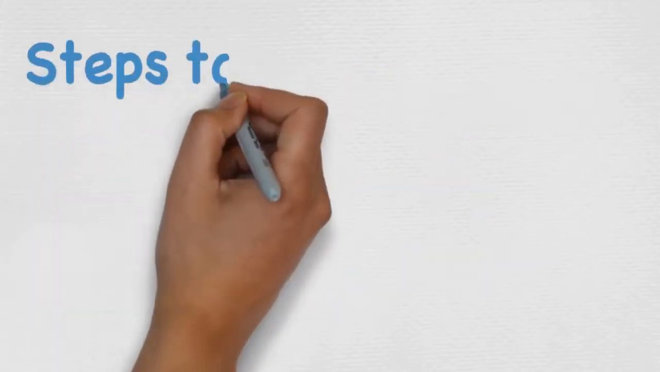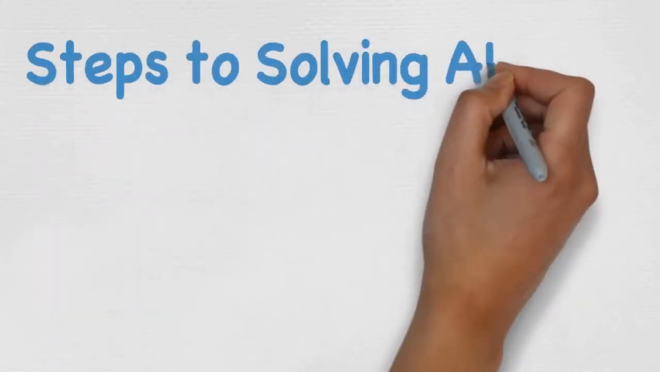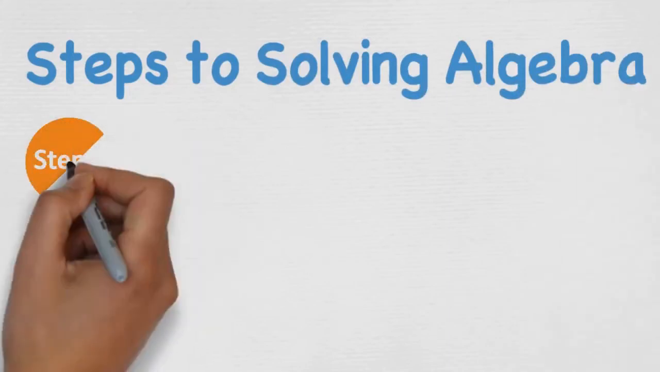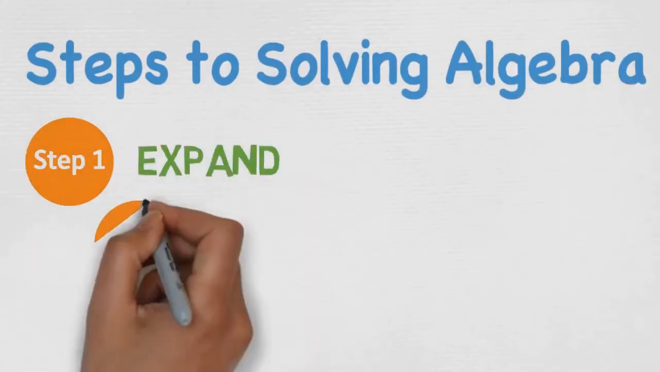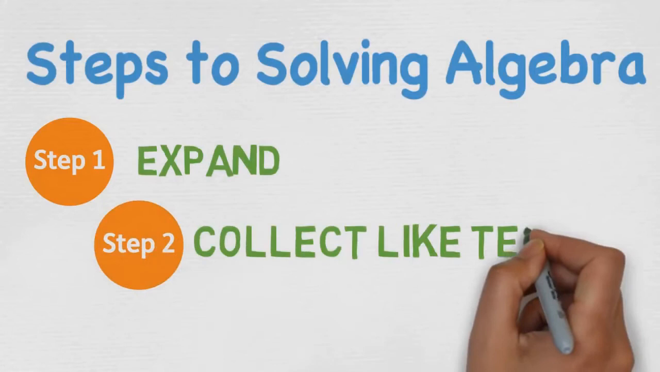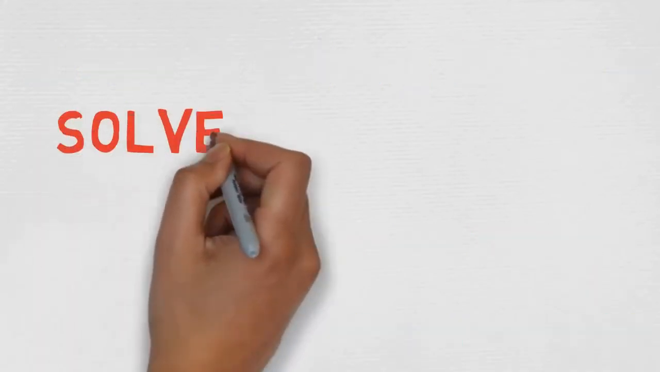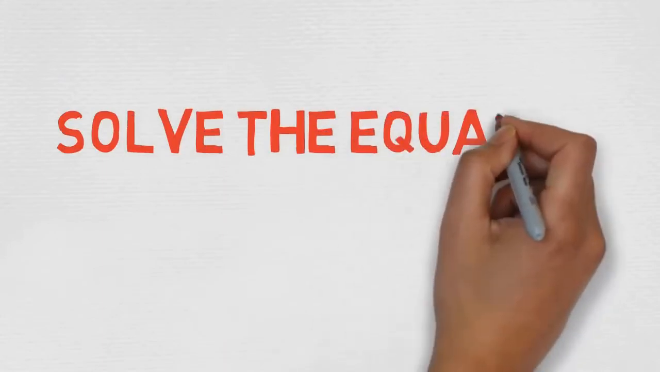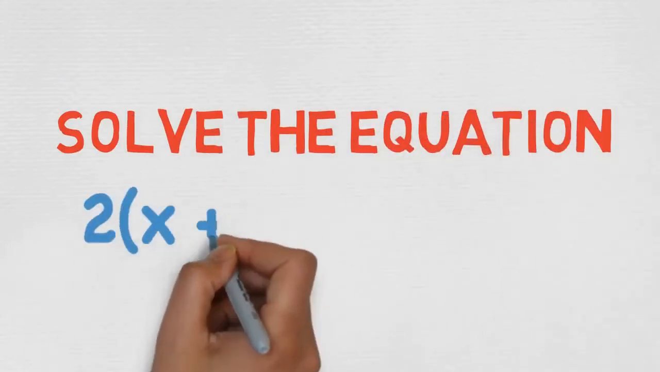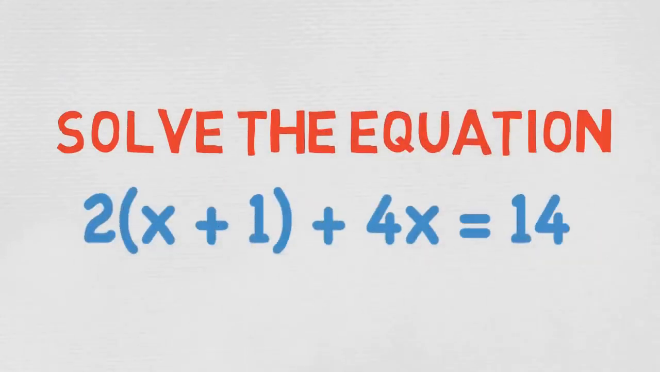So there's 3 steps to solving algebra. Step 1, expand. Step 2, collect like terms. And step 3, inverse operations. So if we look at an example, 2(x + 1) + 4x = 14.